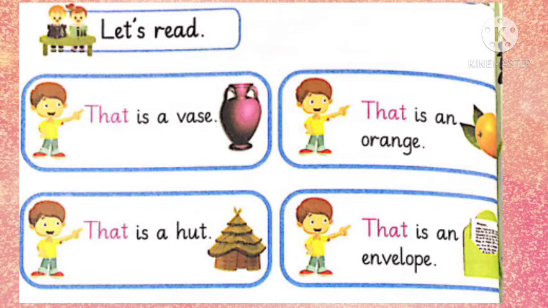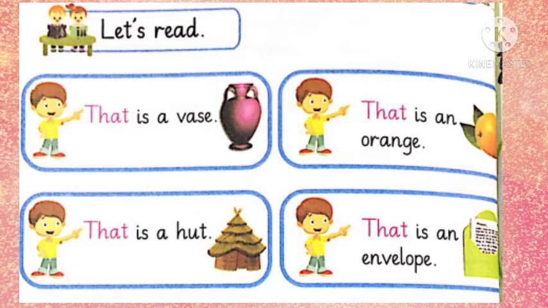And vase begins with a consonant letter V. So we will use article a. We will not use an. This is a vase. Look at the next picture. What is it? It's an orange, and the orange is far from the boy. So we will make a sentence with that. That is a or an? We will use an with orange because the beginning letter is vowel O, and we will use an with O. That is an orange.